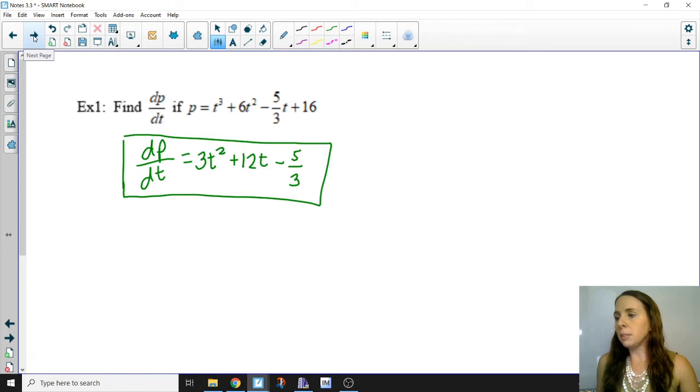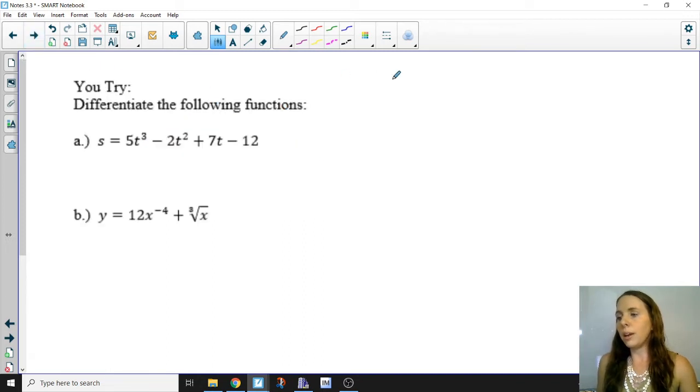The last bit of this page is a little you try section where there's some for you to try. If you would like to try them on your own, pause the video, try them, and then come back to me and I'm going to show you the answers. I'm going to pause as well. I'm going to write the answers out and then I'll show you what I got.